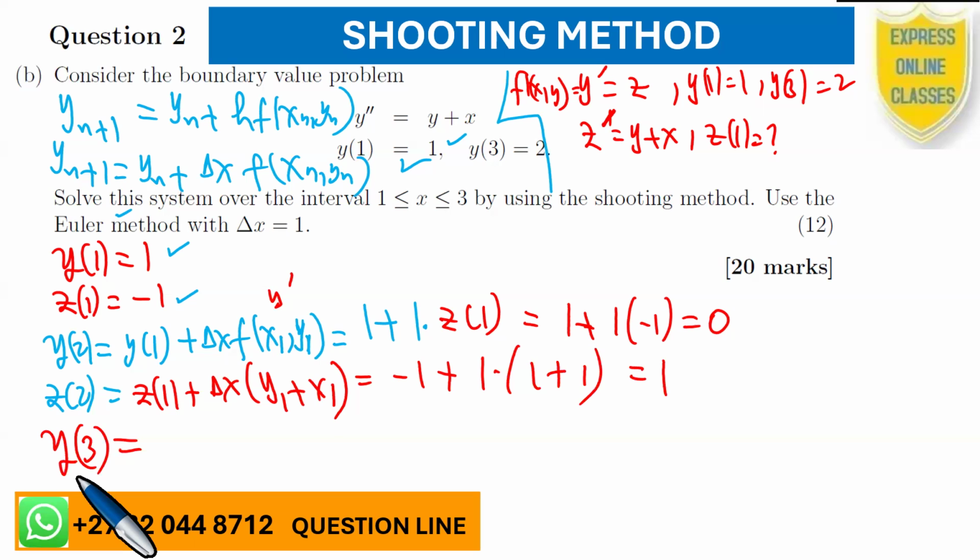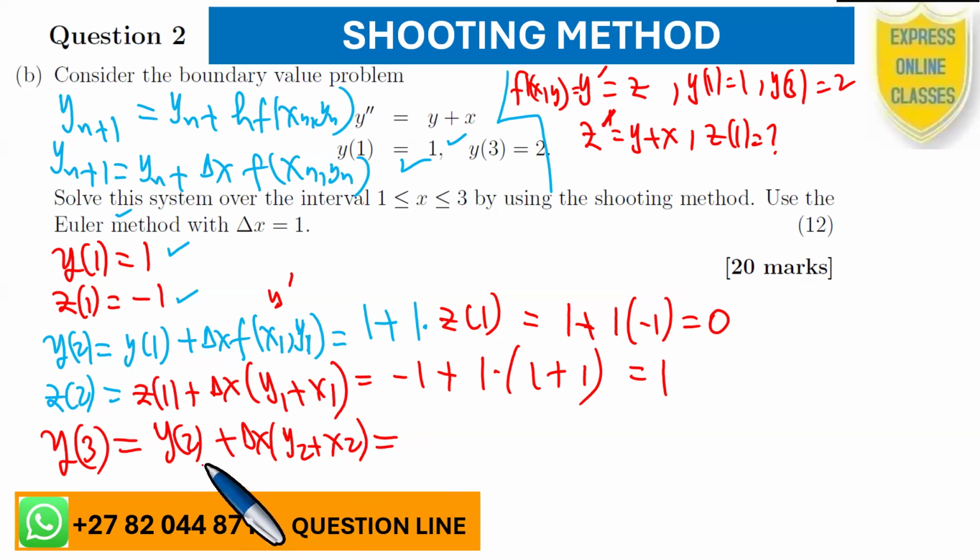We continue. Now we can get Y3. According to Euler, let's go back to the formula to get Y3. Y3 is going to be like Y2 plus delta X times the function at X2, Y2, because if this is Y3, this is Y2, X2.